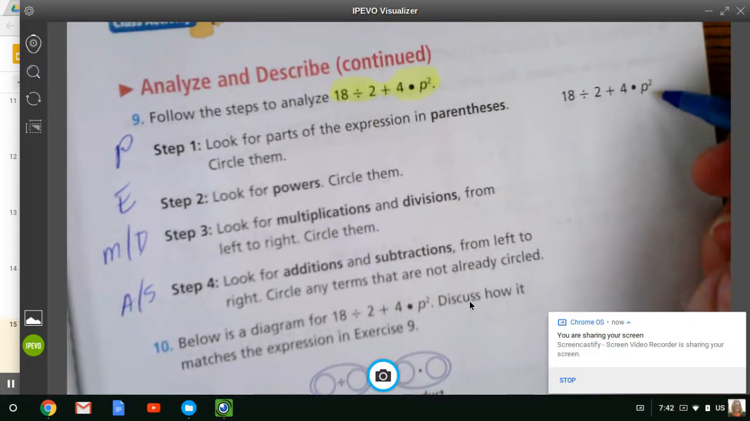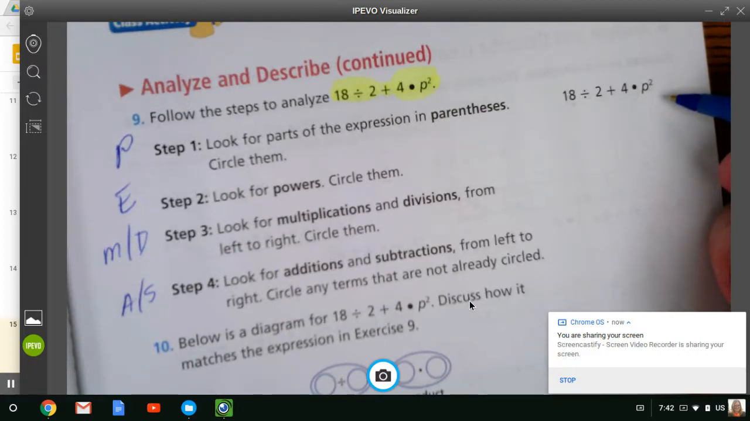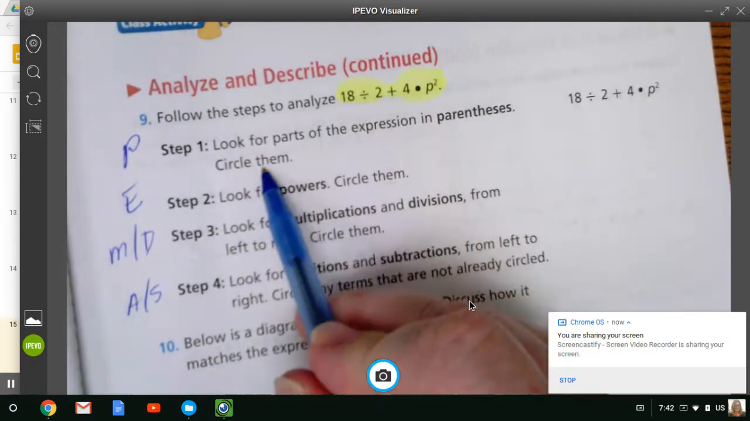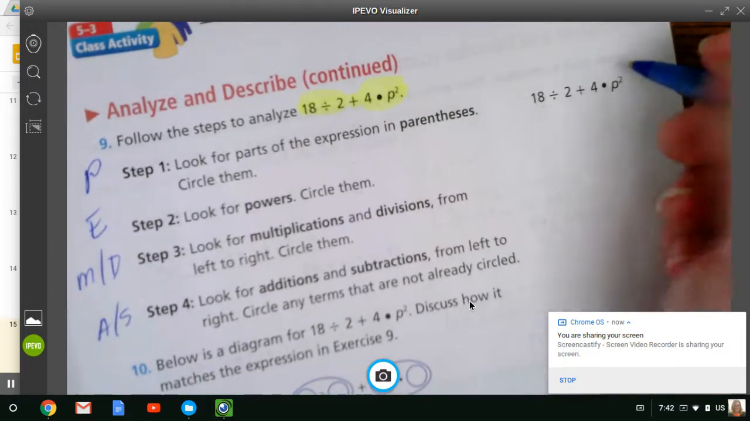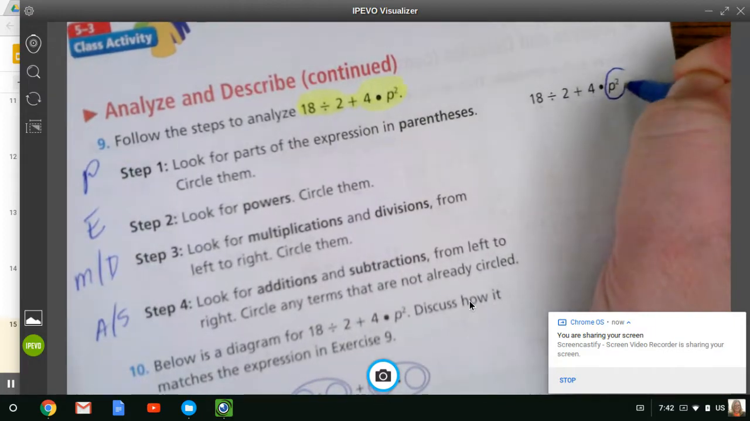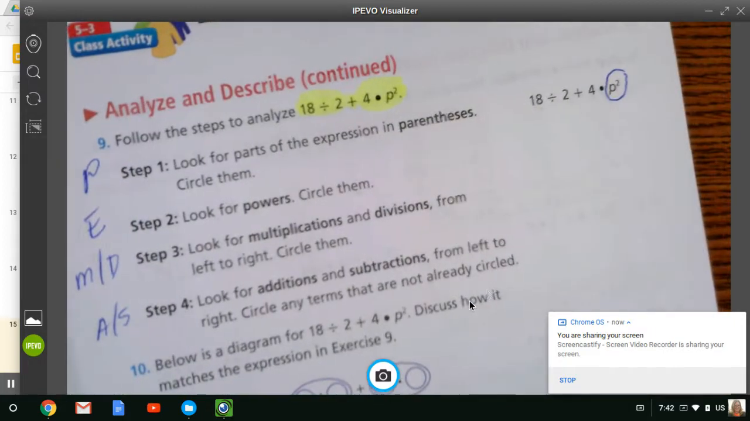So here we have, well, I don't see anything in parentheses, right? So there's nothing to circle. We're trying this diagram out, right? Next, we're going to look for the powers and circle them. Well, there's this one. So here's a small circle.